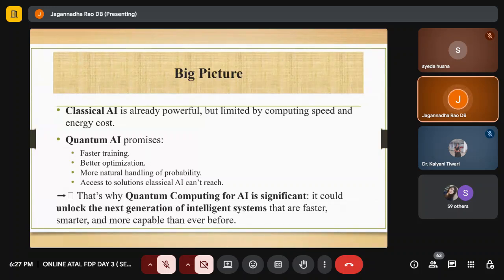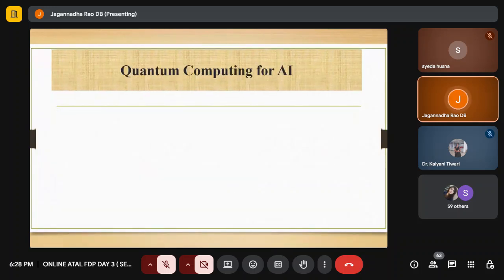Classical AI is already powerful but limited by computing speed and energy cost. So in classical AI we have limitations, but with quantum AI there is faster training. How much faster? We will see in the algorithms. Better optimization, more natural handling of probability, access to solutions classical AI can't reach. That's why quantum computing for AI is significant. It could unlock the next generation of intelligent systems that are faster and smarter.